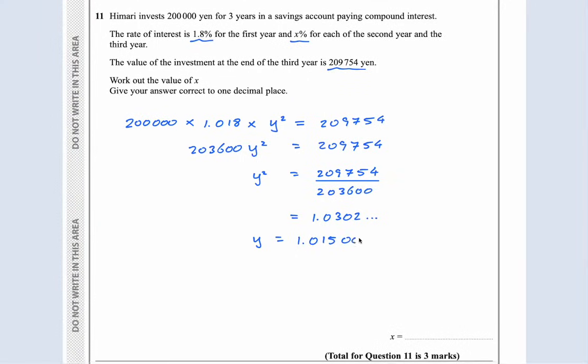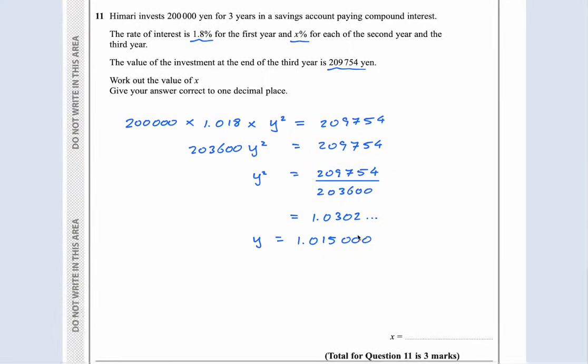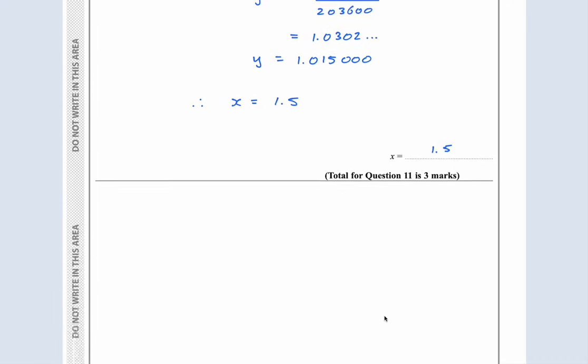1.015, and it was actually 000, which kind of makes me think I'm probably right. Okay, and then if this is y, this was my point, y is the multiplier, which means x is equal to 1.5. So x, it's this, because the multiplier is this, which means the percentage is 1.5%. Okay, that is question 11.